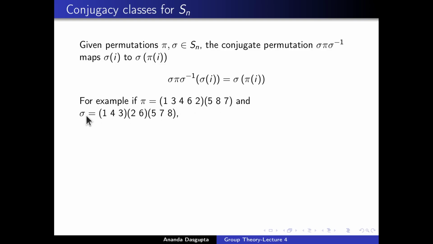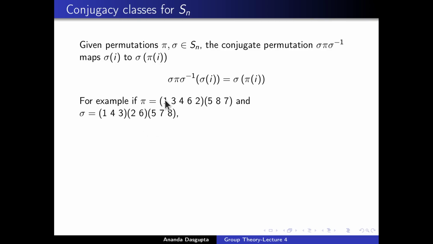And let us take another permutation sigma as an example. 1, 4, 3, a cycle, 2, 6, another cycle, and another 3 cycle, 5, 7, 8. So what will sigma pi sigma inverse do?